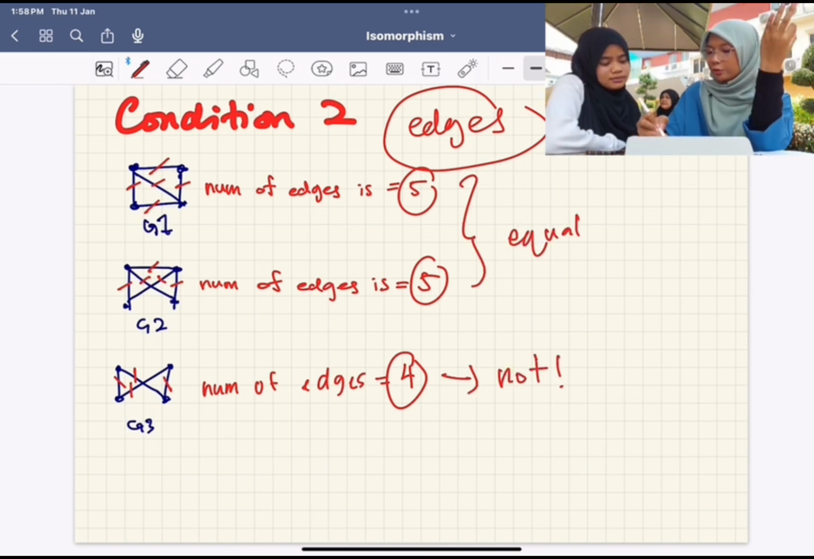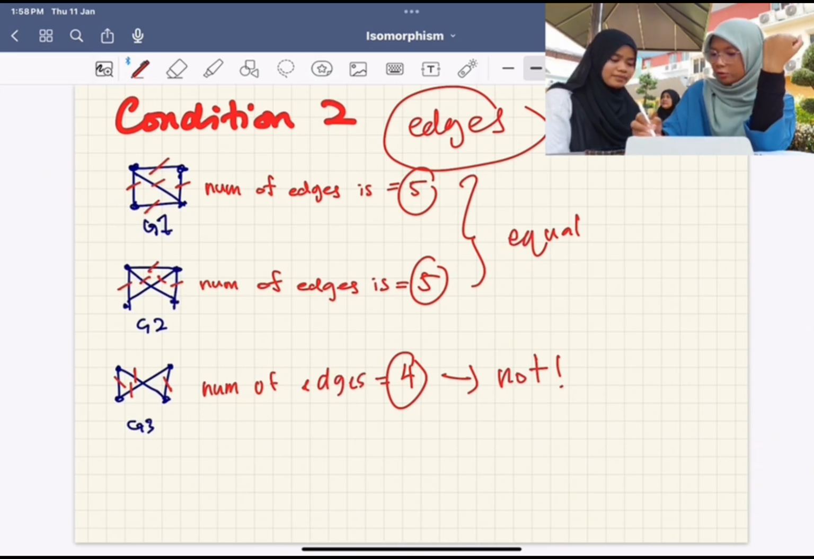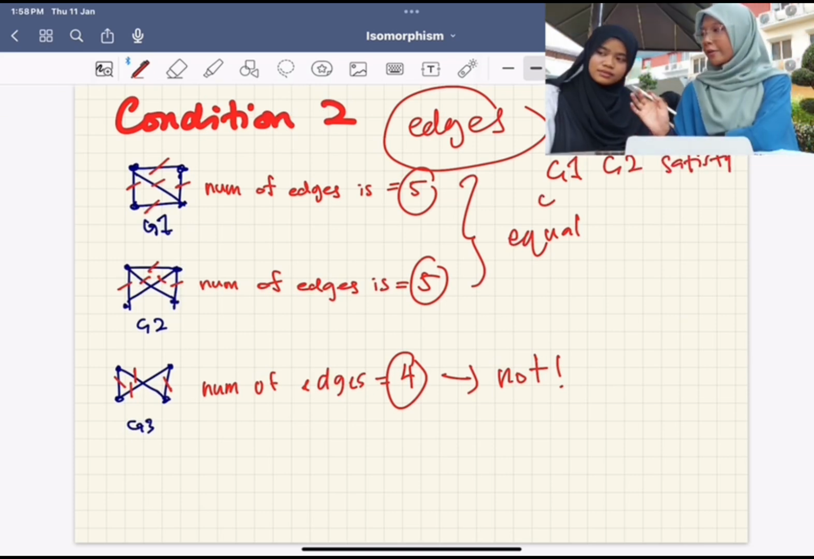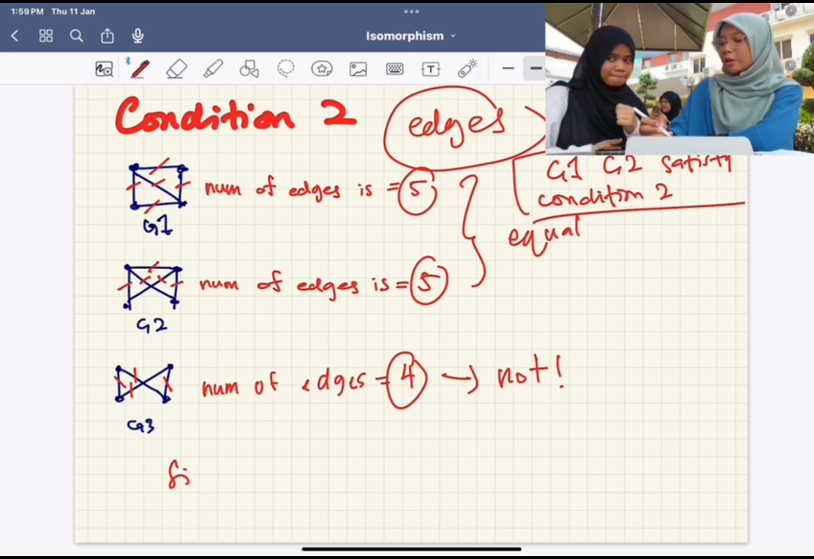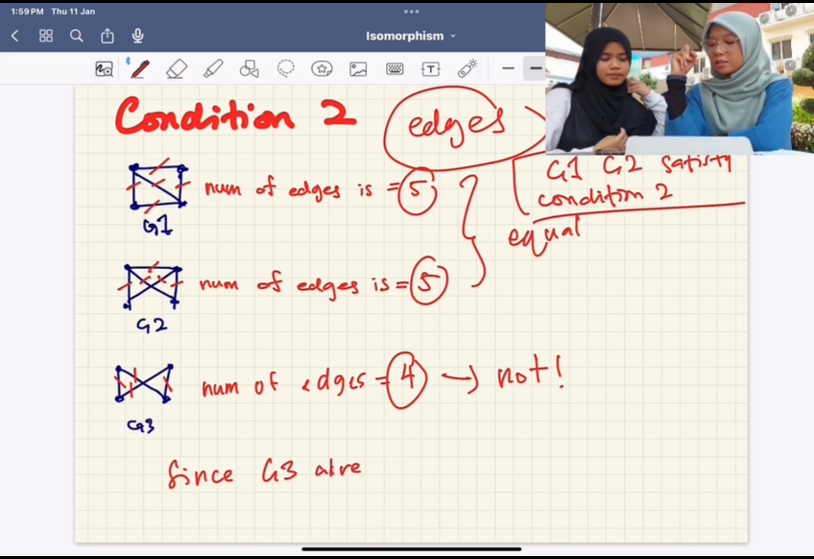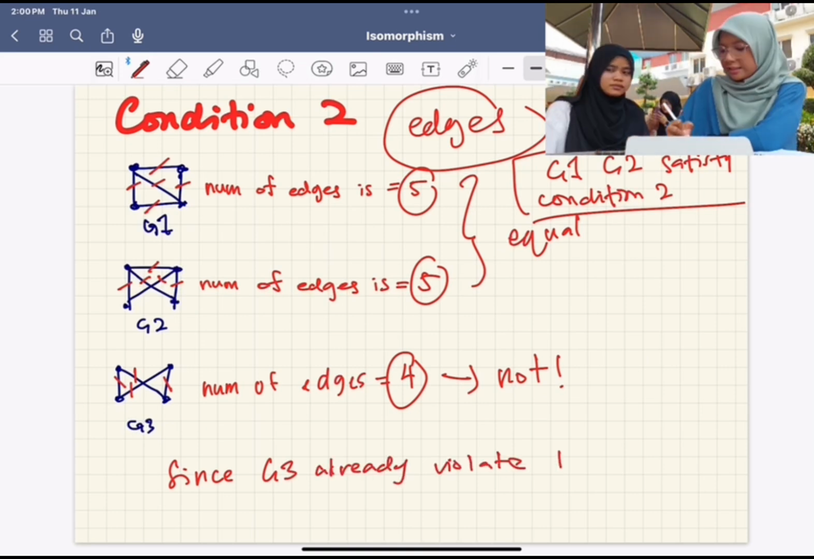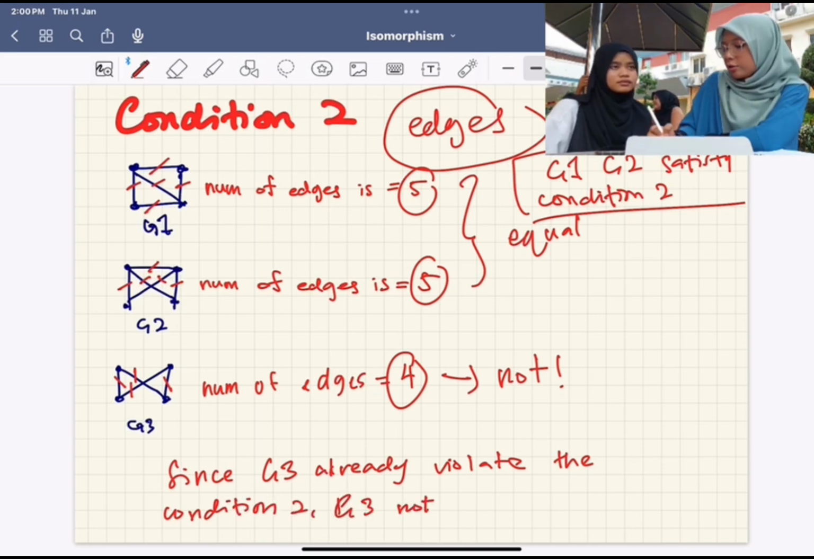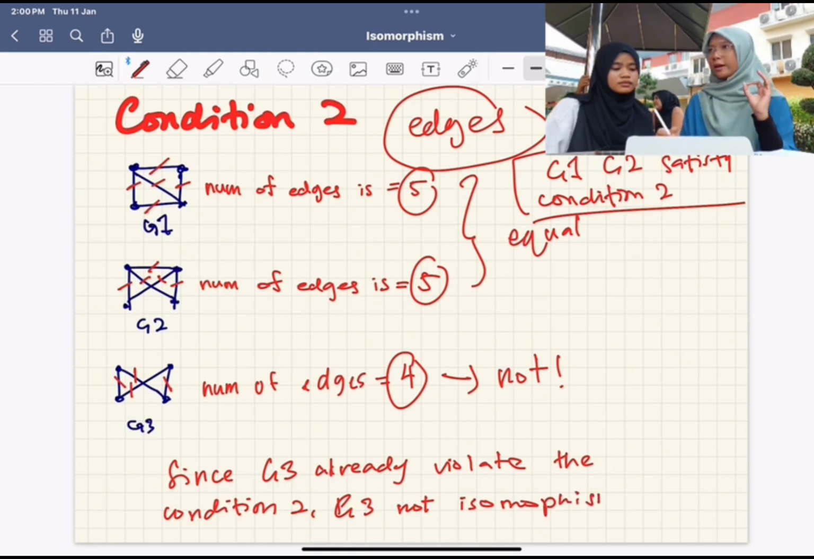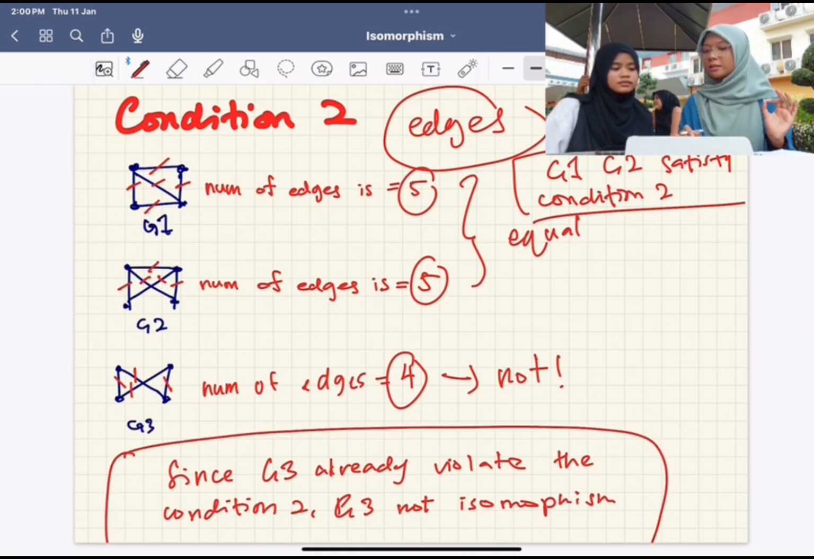This is equal, but this is not. G1 and G2 already satisfy condition 2. But because G3 has 4 edges, we don't have an equal amount of edges, so we couldn't say that G3 is isomorphic. Since G3 fails condition 2, G3 is not isomorphic. So in the end, we need to eliminate G3 for condition 3, because for condition 3 we need to see whether G1 and G2 are isomorphic or not.